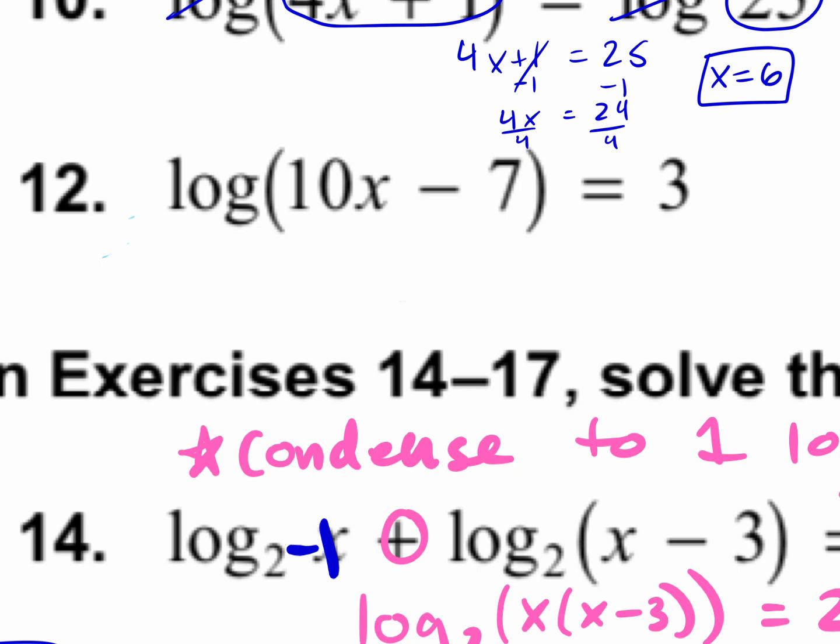So why 10? Because it's log base 10. Remember, when our little base isn't written, it's implied that it's a 10. So we make the big base whatever the little base is to cancel out. Because if we have logs, we have to use exponents to get it to cancel. If we have exponents, we use logs. So I'm going to make the big base 10 on both sides.